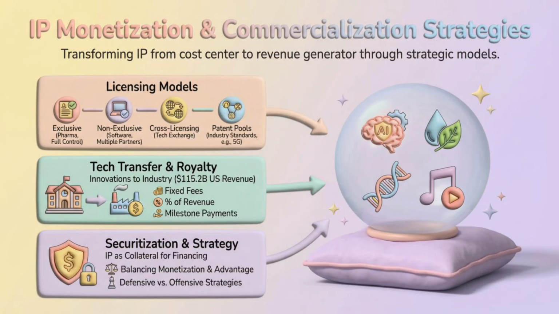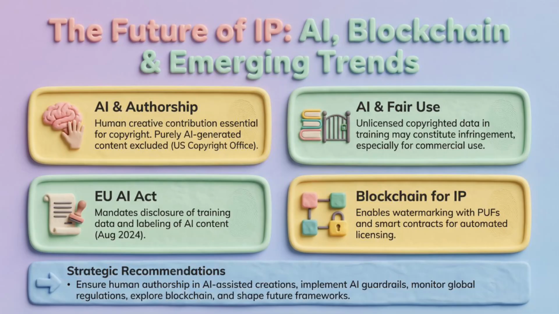Monetizing IP turns intangible assets into revenue through licensing models, tech transfer, and strategic financing. Companies can choose exclusive or non-exclusive licenses, participate in patent pools, or negotiate royalties and milestone payments. An active tech transfer market generates significant industry revenue. IP can also be used as collateral for financing, balancing monetization with defensive and offensive portfolio strategies to support growth and negotiation leverage.